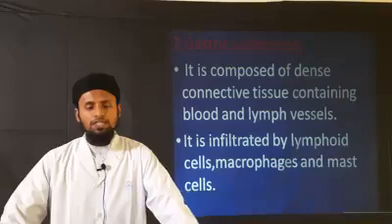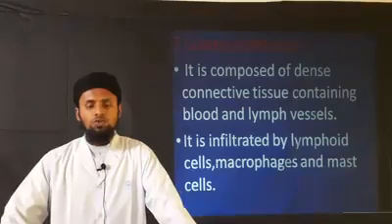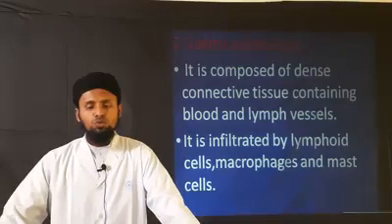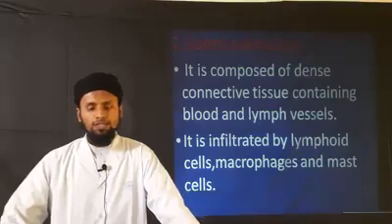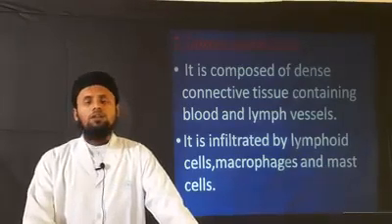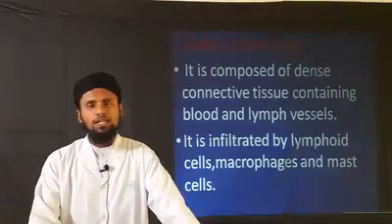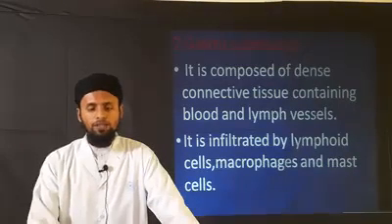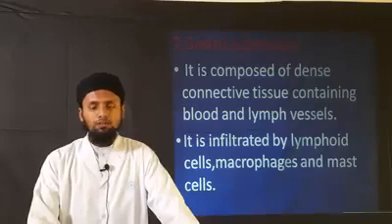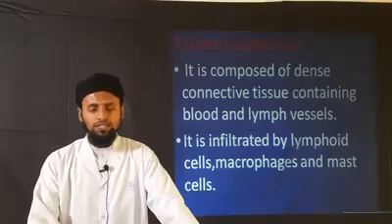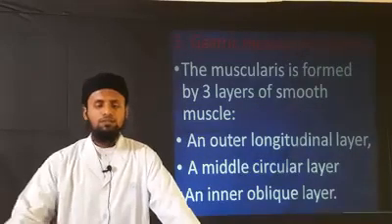Now come gastric submucosa. It is composed of dense connective tissue containing blood and lymph vessel. Meissner's nerve plexus also contains in gastric submucosa. It is infiltrated by lymphoid cells, macrophages and mast cells.